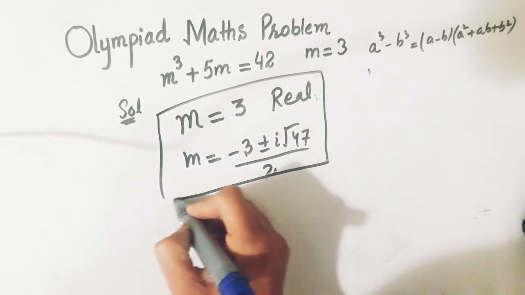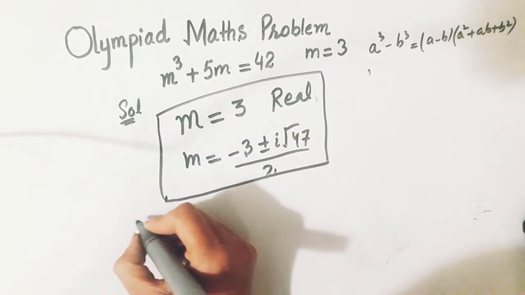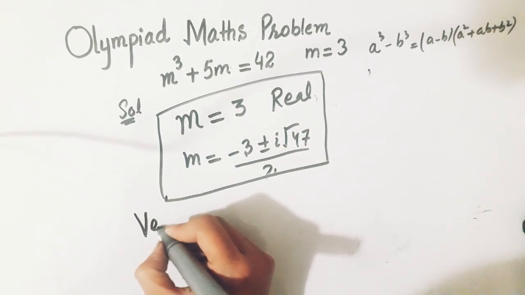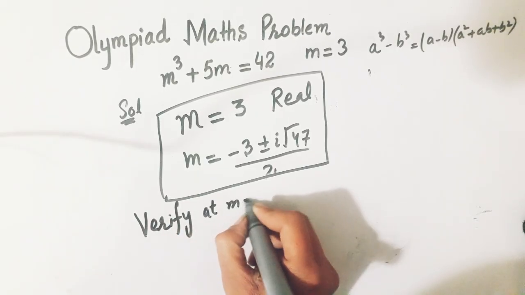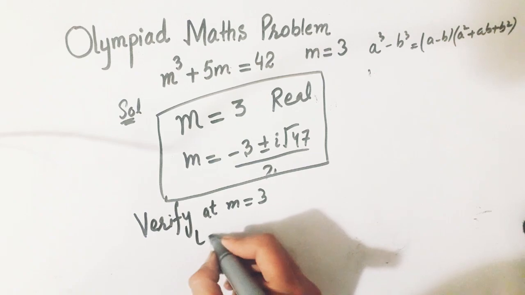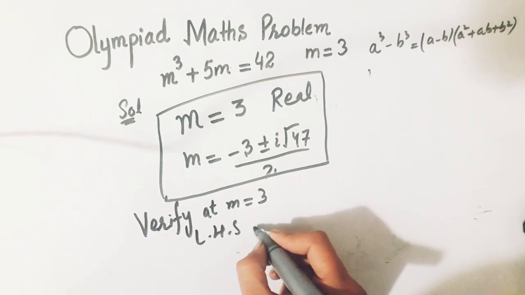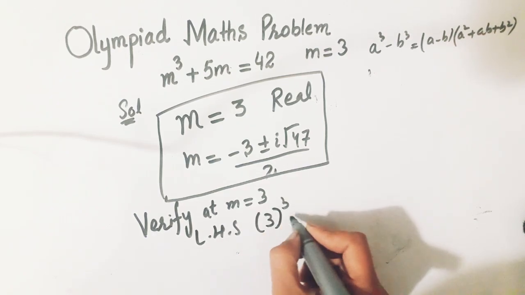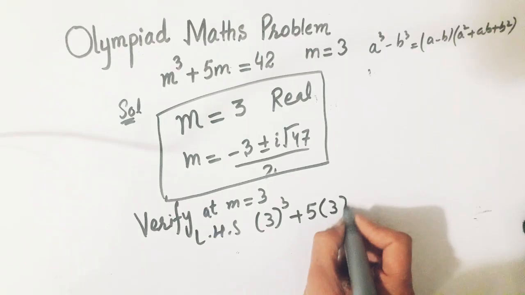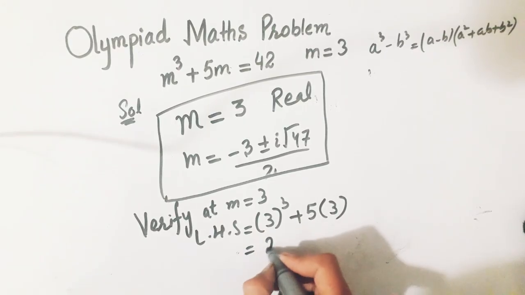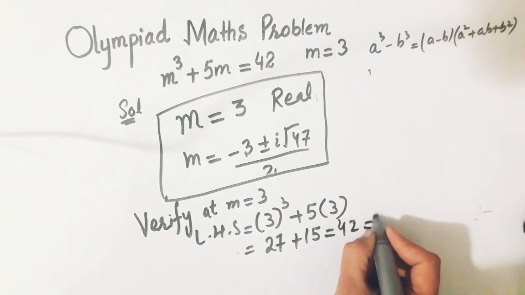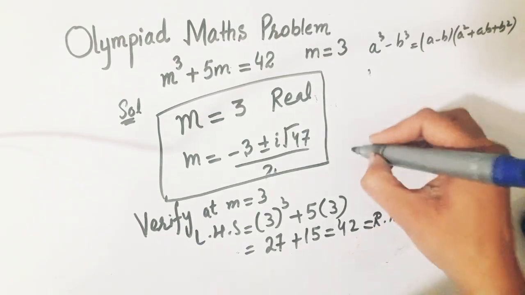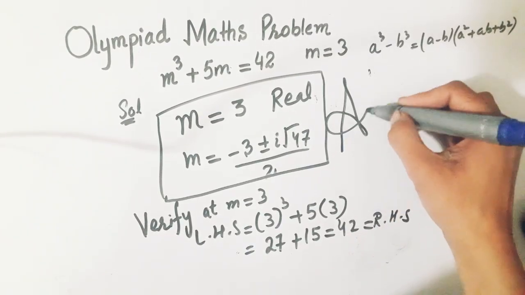In the last, we will do the verification. So verify at m equals 3. What will happen to the left hand side? m cube means 3 cube, plus 5 of m. So 3 cube is 27 plus 15, that gives 42, which equals the right hand side. So this means this answer is correct.